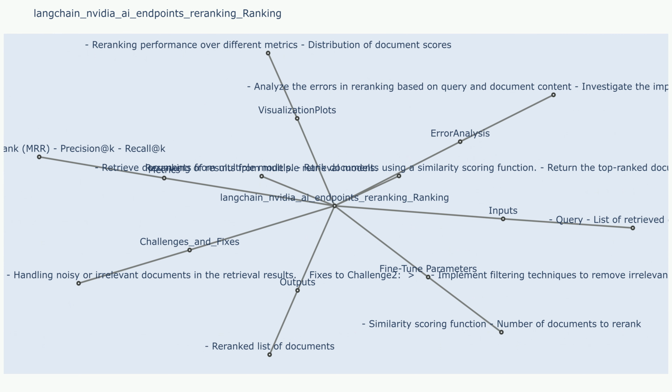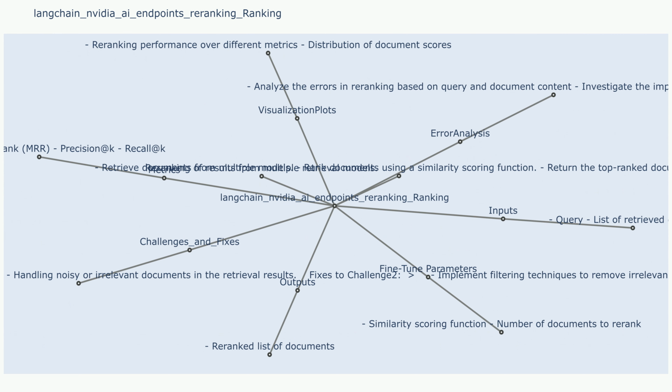Uncertainty methods. Confidence scores. The re-ranking endpoint can provide confidence scores associated with each document's ranking. These scores indicate the certainty of the model's assessment of relevance. Ensemble re-ranking. Combining the outputs of multiple re-ranking models can provide more robust and reliable ranking results.